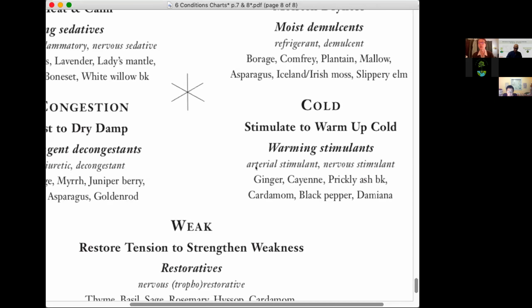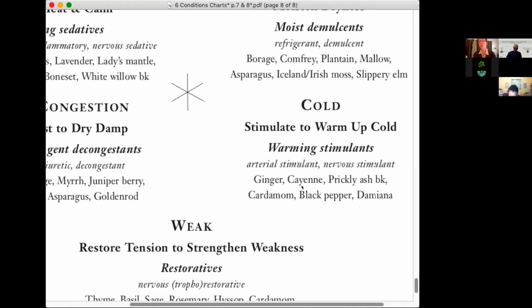And these tend to be arterial stimulants as well, because in order to treat cold, we need to stimulate arterial circulation, right? Ginger, cayenne, prickly ash bark, and so on. So we tend to use this in just small quantities in a formula. They're strong. These are strong, intense herbs. So sometimes just 10%, maybe 20% of a formula to warm up the other herbs that we're using within a formula. So ginger is a classic.